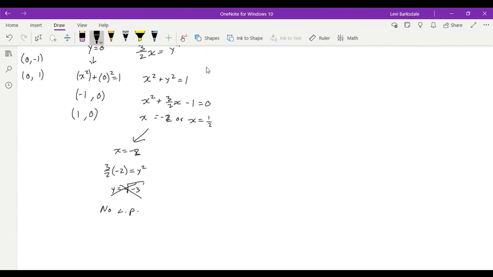But if x is equal to positive 1/2, then 3/2 times positive 1/2 is equal to y squared. So y is equal to the square root of 3 over 4. Because we're taking the square root, we need to consider both the positive and the negative cases. So that would give us two critical points: 1/2, negative root 3 over 4, and also 1/2, positive root 3 over 4.